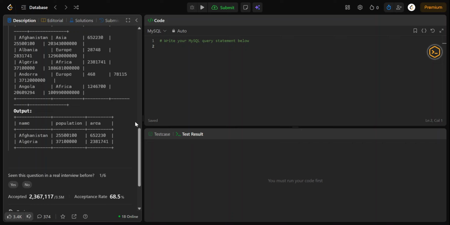So now let's write down the query part here for better understanding. Okay, now let's select name, population and area, from world where. First of all, we will write the query, then we will dry run it.